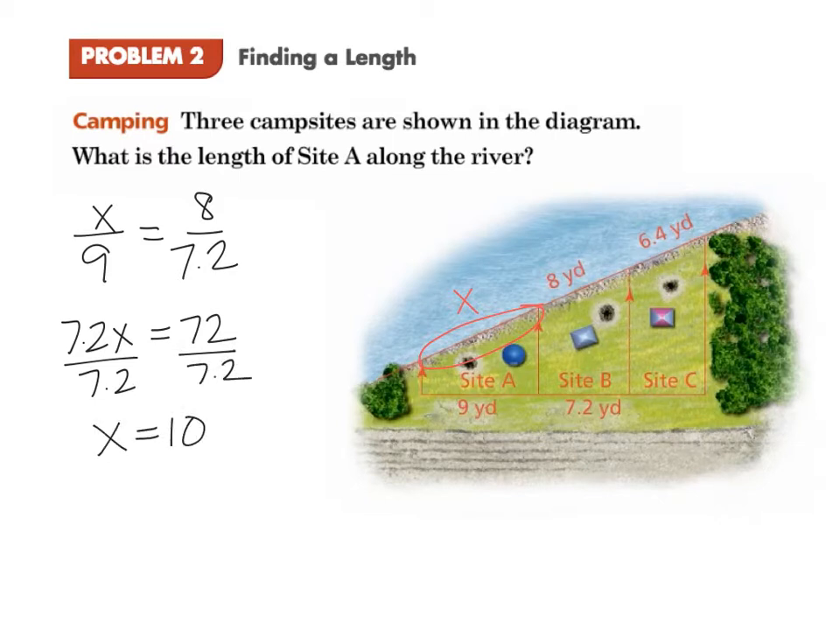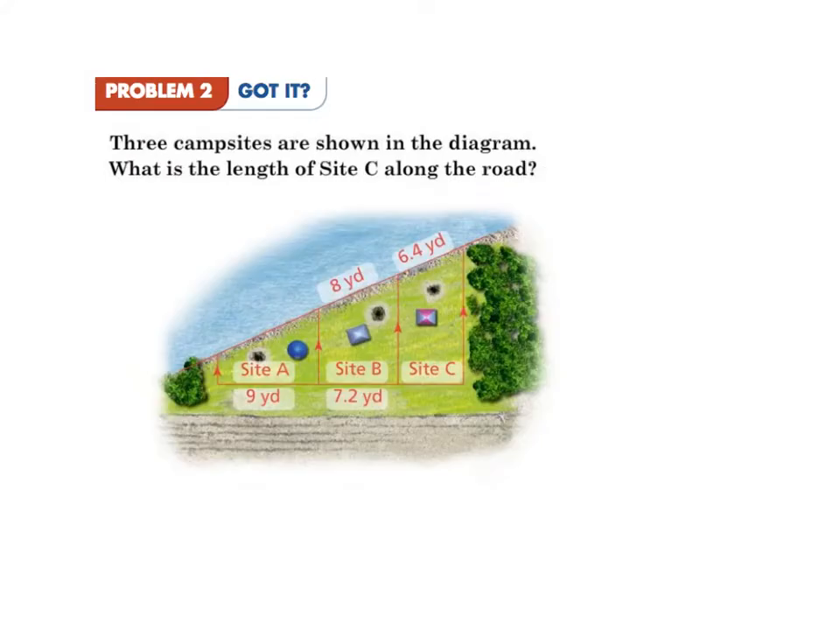So I set this up so that I had x to 9 and then 8 to 7.2. I could also set this up x to 8 and then 9 to 7.2. If I were to do that, I would come up with the exact same answer. The only thing that's changed is my placement of the 9 and the 8. And remember, we can do that in these proportions. So the same solution would be found no matter how you set this up, as long as you set it up in the same way. The problem 2 got it.